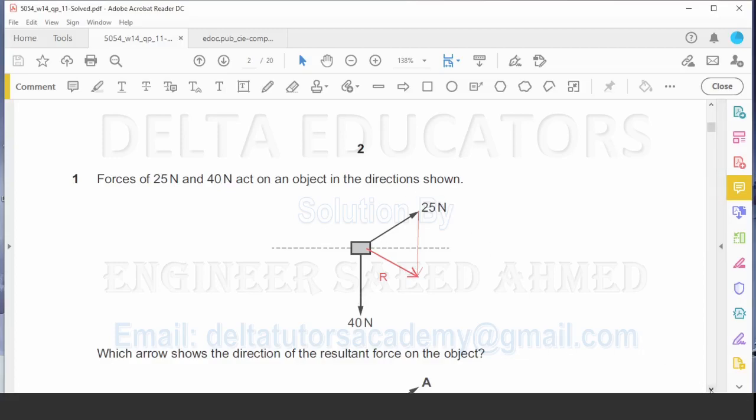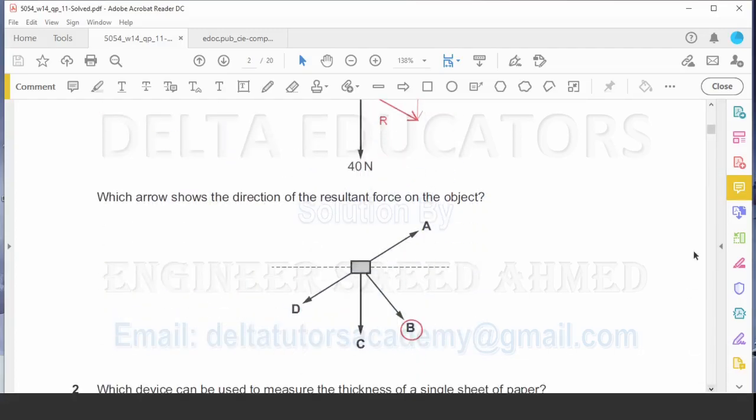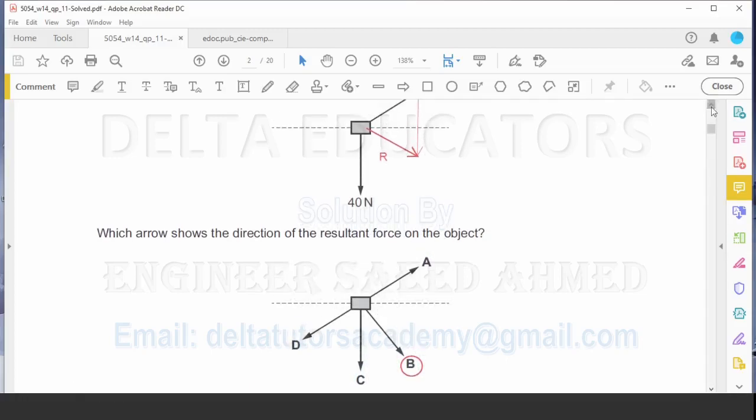Now we will check our options. The same direction is shown in option B. This option B is the resultant force and it is the same as we have drawn here. So our correct option is option B.